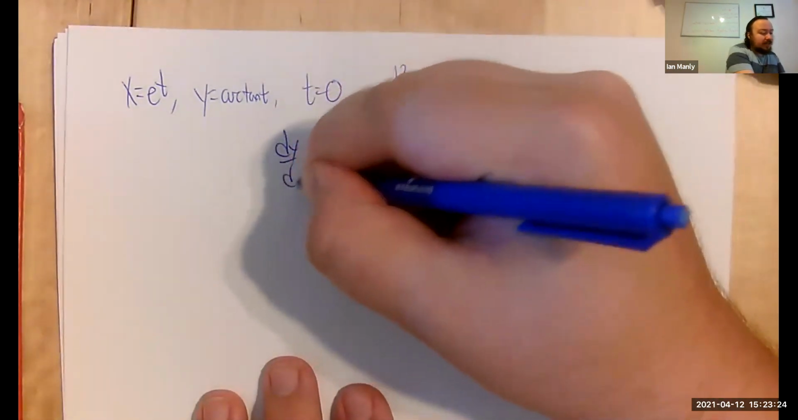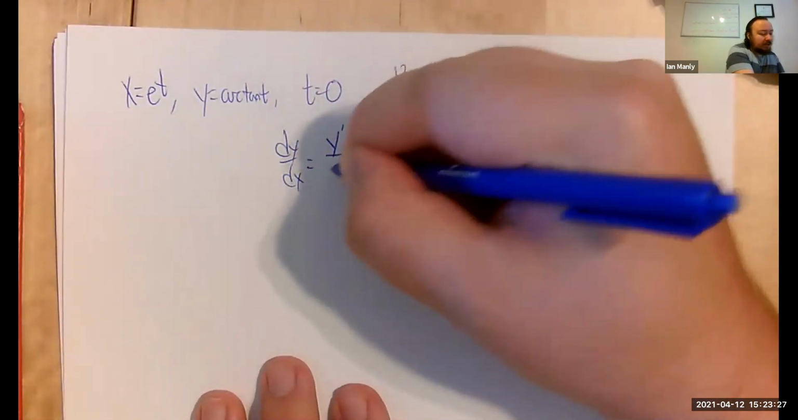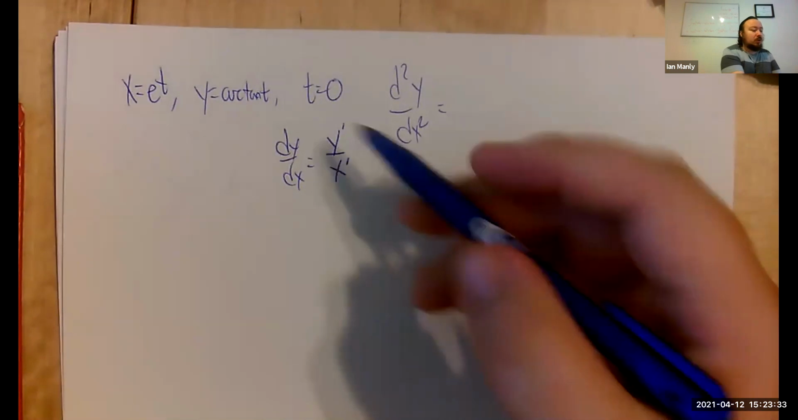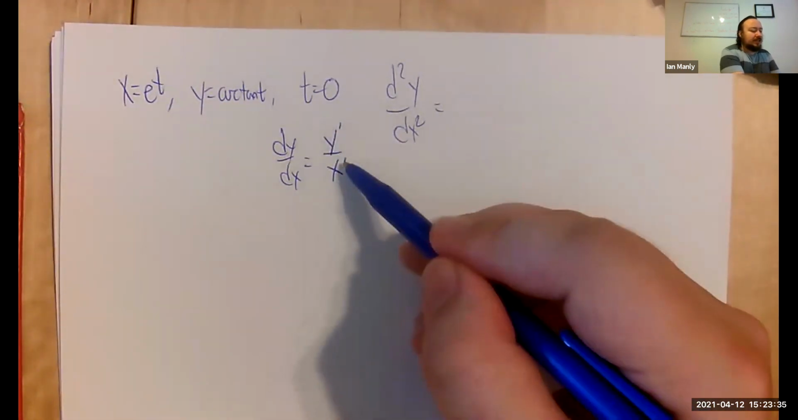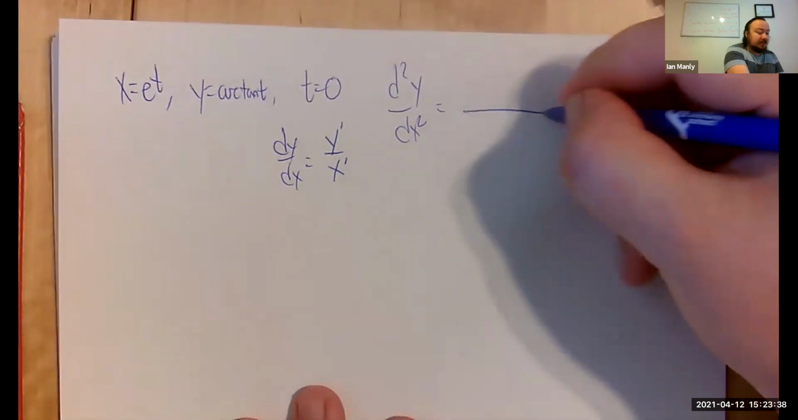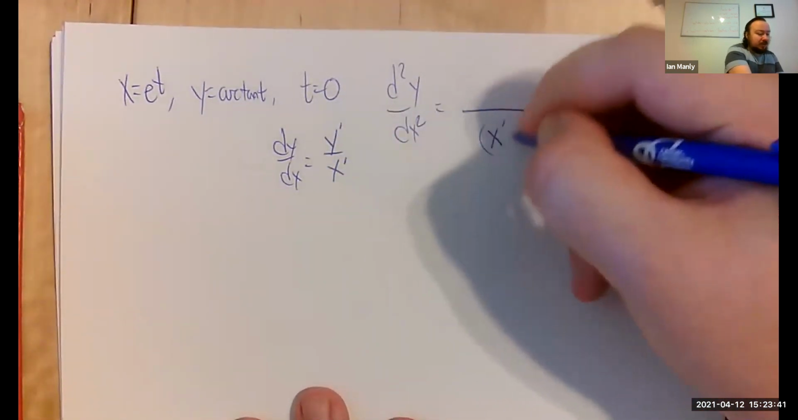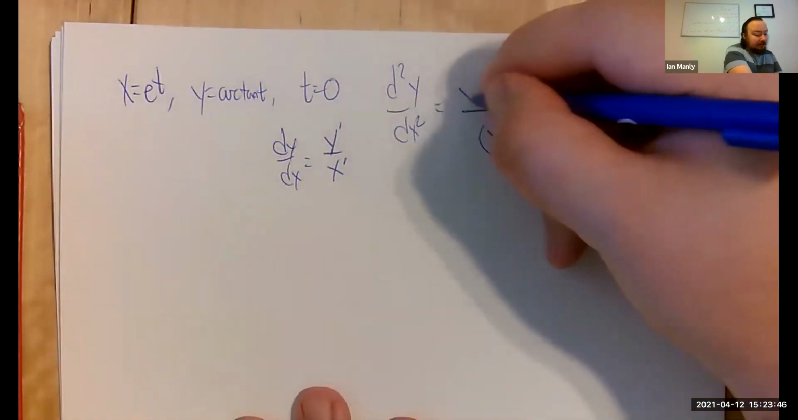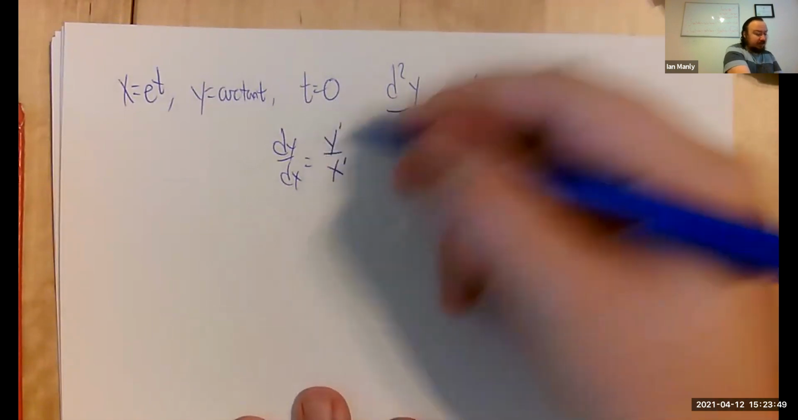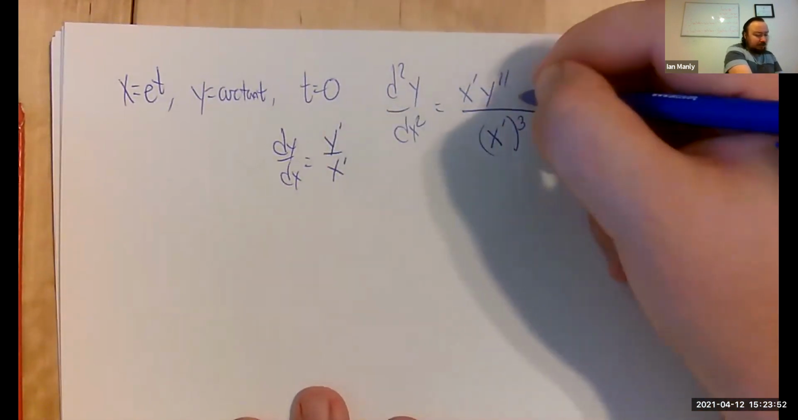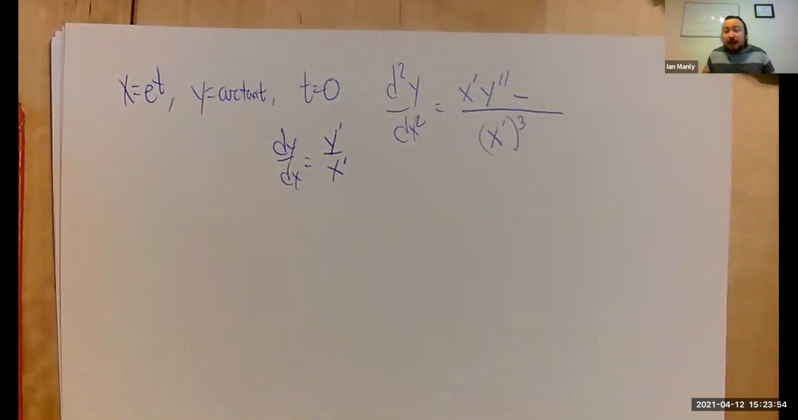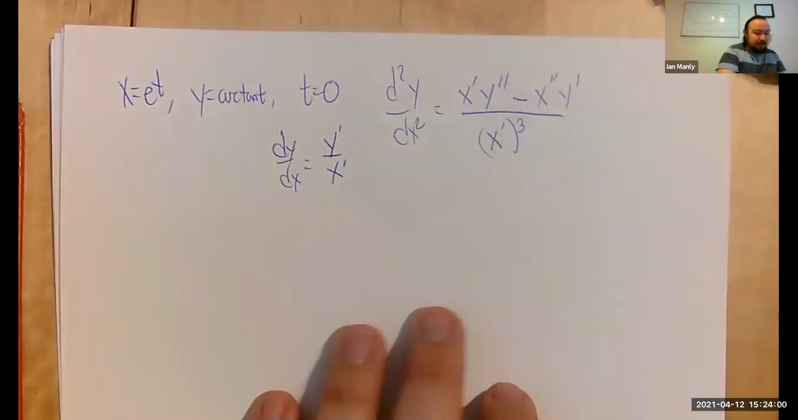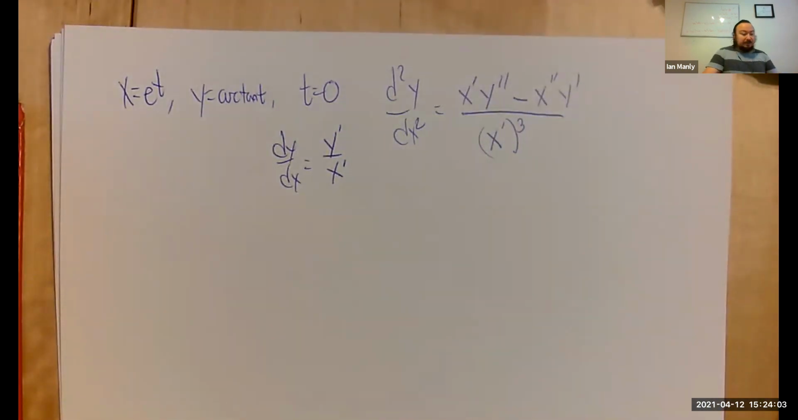So remember that dy dx, the first derivative, is y prime over x prime, right? Where this is dy dt divided by dx dt. So what we're doing is the quotient rule on this, except we're going to cube the bottom. So we have x prime cubed. And then we just follow the normal quotient rule. So we bring this up to the top without changing anything. We take the derivative of the top, which will be y double prime. And then we subtract, and then we just flip which ones we did the derivative for. We have x double prime, y prime right here.